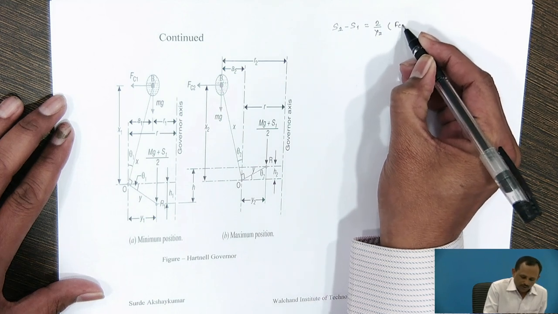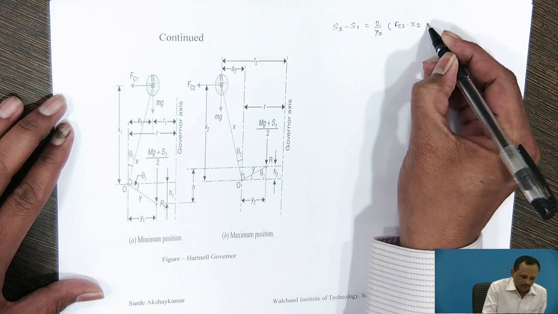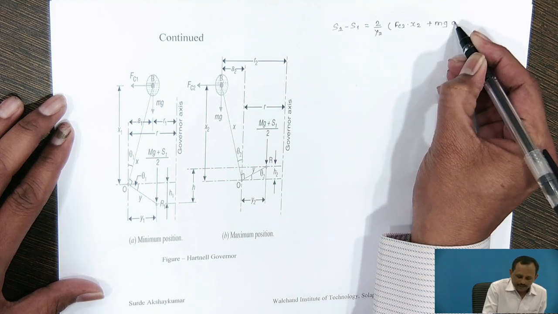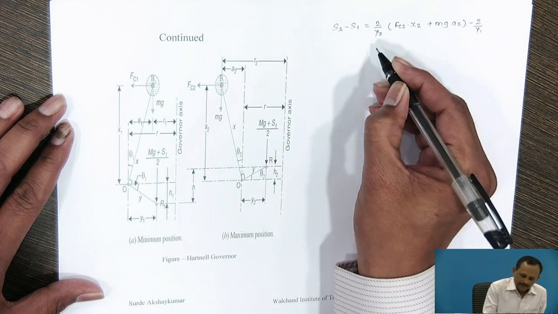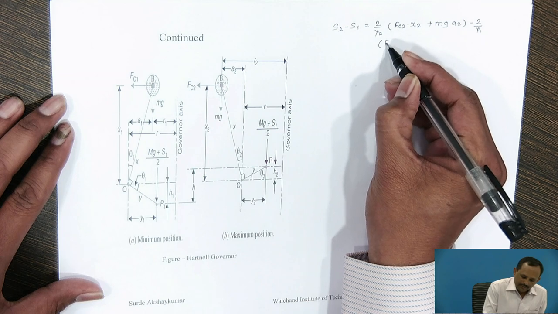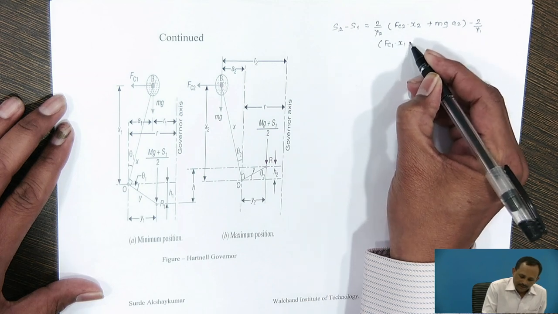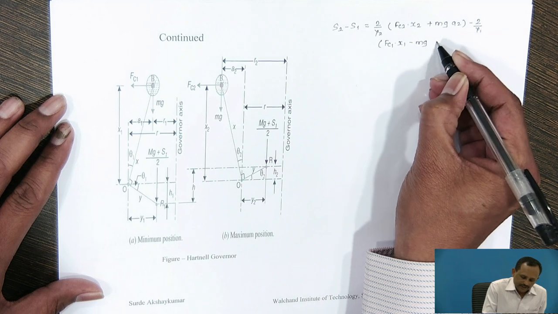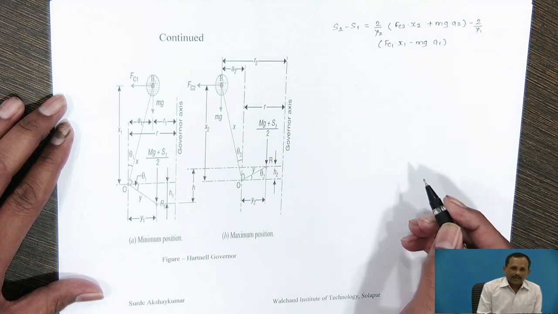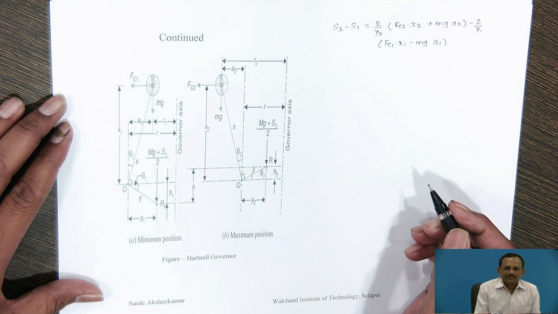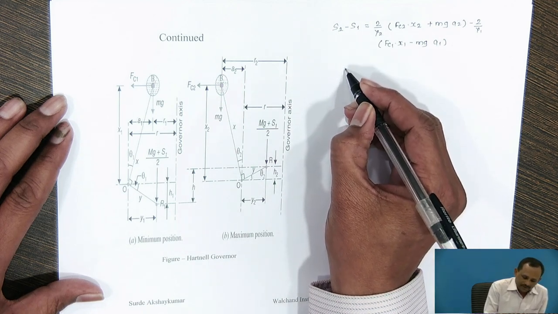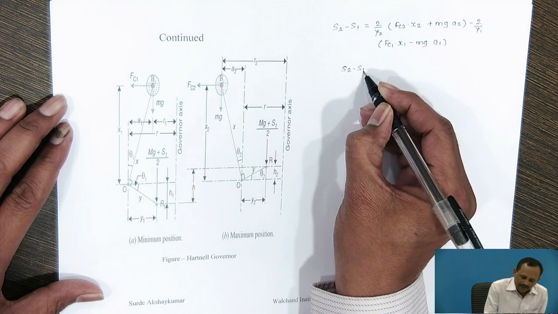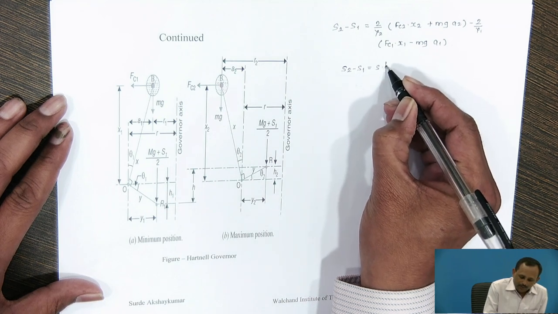So s2 minus s1 is equal to 2 divided by y2 into (fc2 multiplied by x2 plus mg into a2) minus 2 upon y1 into (fc1 into x1 minus mg into a1). Now, as we know, the stiffness of the spring is defined as the spring force required to compress the spring by 1 mm. And therefore, S2 minus S1 is equal to S into H.